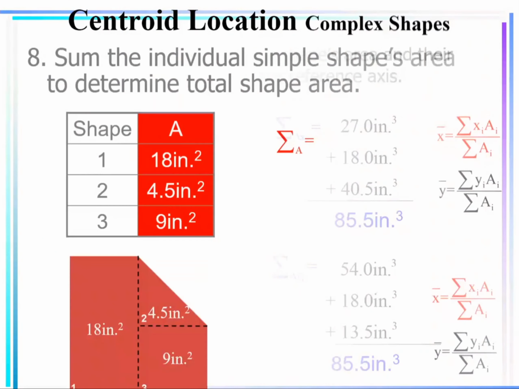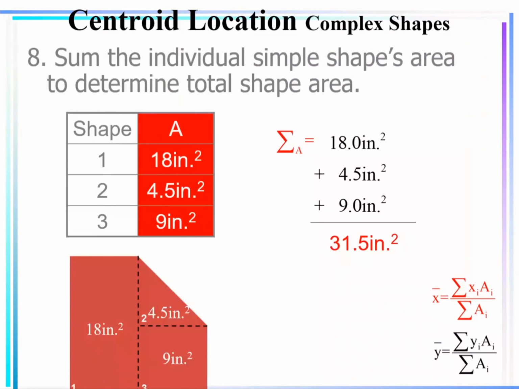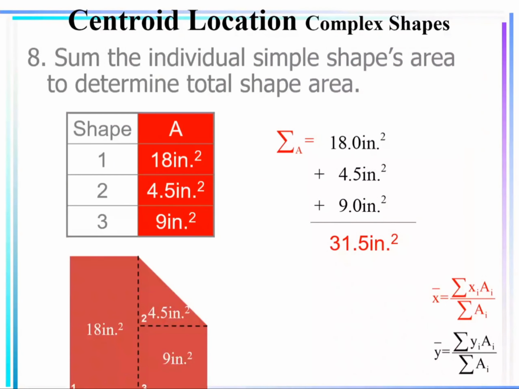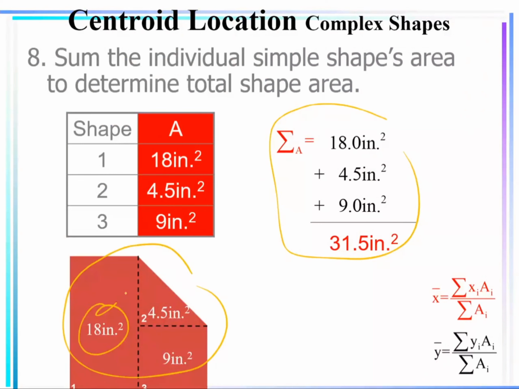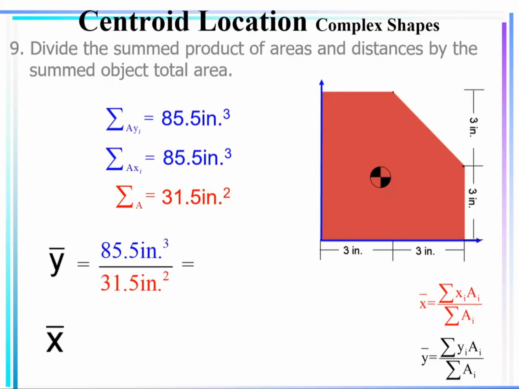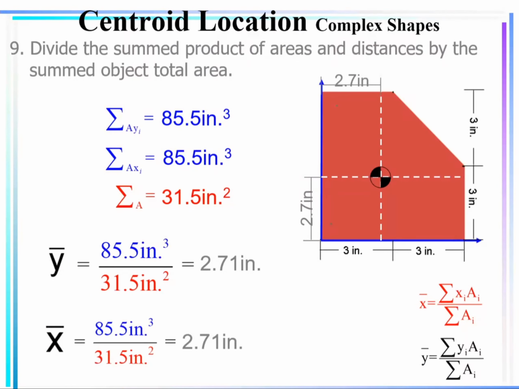And then I'll divide it by the total area. This is the total area of this shape: 18 plus 4.5 plus 9, that gives me this. That is this point here. And then I divide it and get my centroid out. Is that clear to everyone?